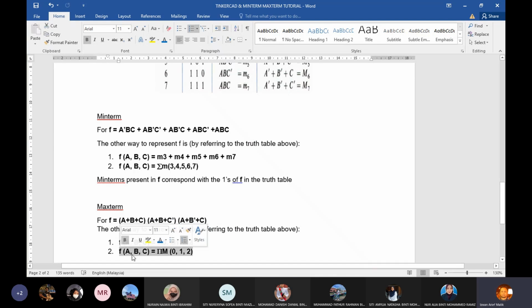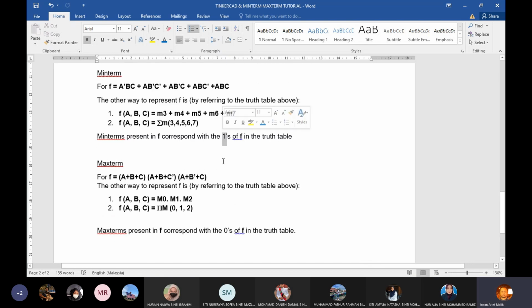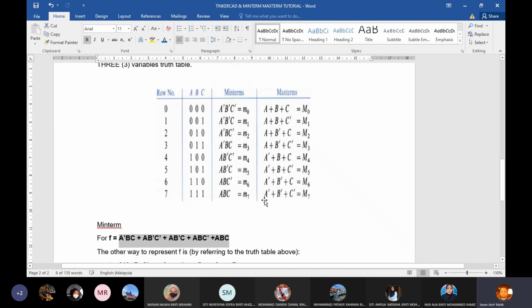Or you can write down macam ni, tapi dekat sini simbol sum dia lain lah, dia jadi untuk pi tu. And M dia adalah Maxterm, so huruf M besar. So 0, 1 and 2. Okay. So the Maxterms present in F correspond with zeros of the F in the truth table. Tadi ones, sekarang zeros. So ini yang 1. Yang tak ada dalam 1 ni adalah zeros. Yang zeros ni jadi Maxterms, yang 1 ni jadi Minterm. Okay. So that is basically about Minterm dengan Maxterm lah.